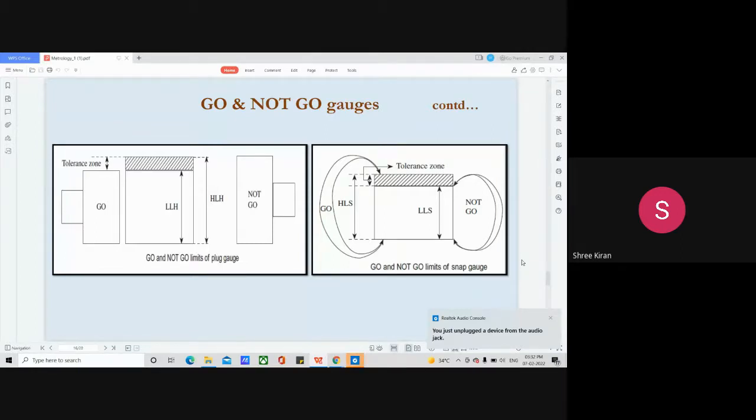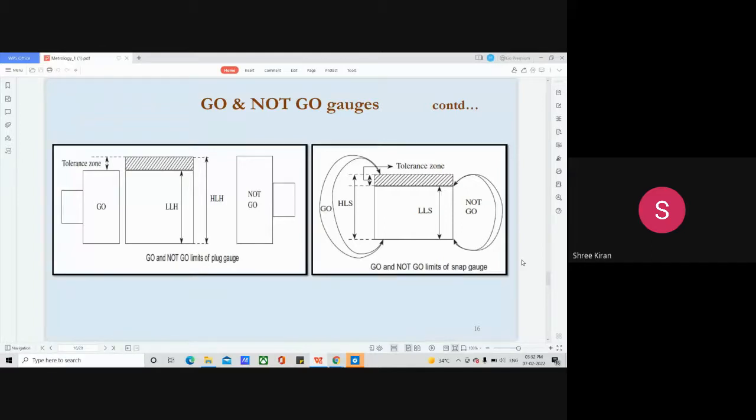Okay, Asaf, can you tell me what you mean by tolerance zone? Sir, it's a zone between the maximum and minimum limit size. That's correct.